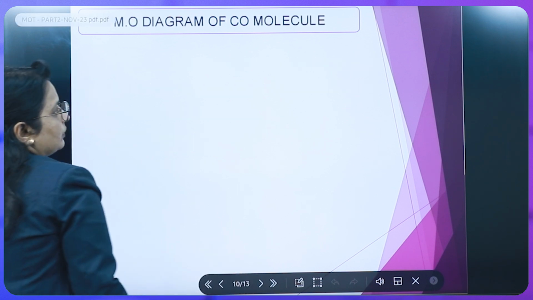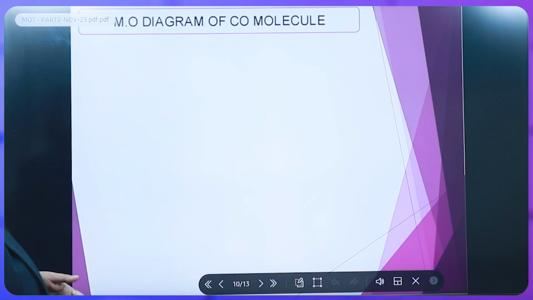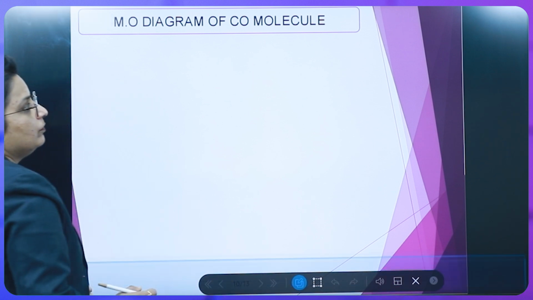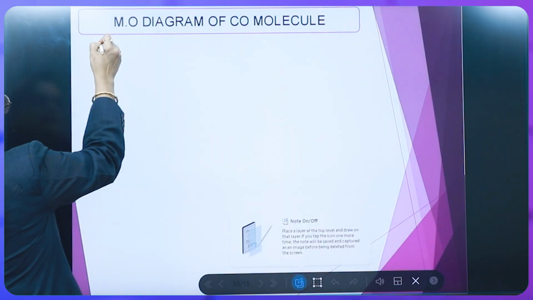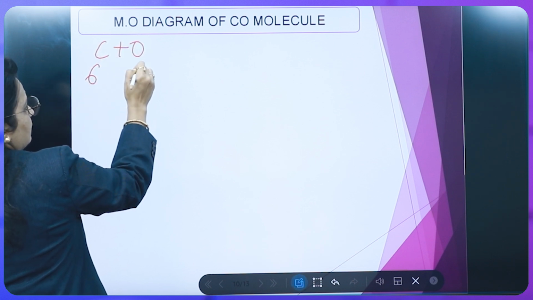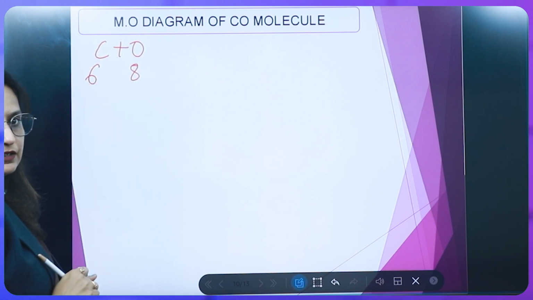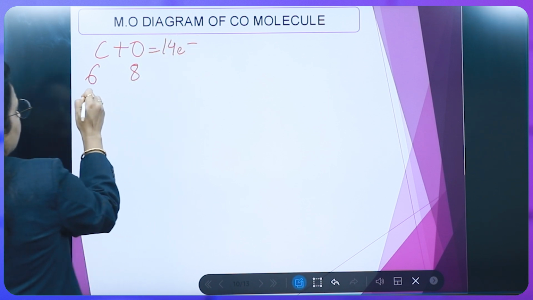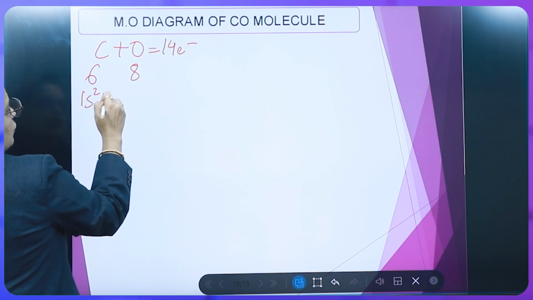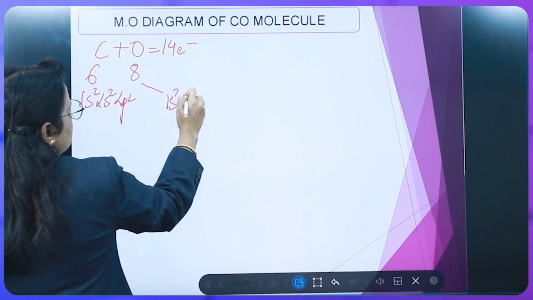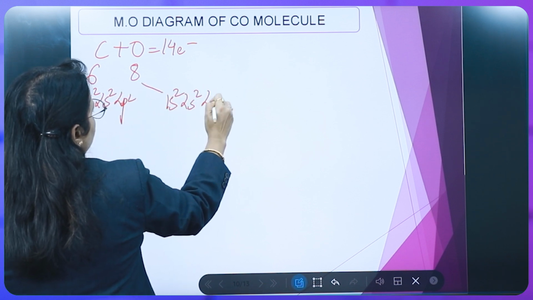So, now let us draw the MO diagram for the CO molecule. Looking at CO, carbon has 6 electrons, oxygen has 8 electrons. So, in total we have 14 electrons. The configuration for carbon is 1s2, 2s2, 2p2, and in this case for oxygen we have 1s2, 2s2, 2p4.